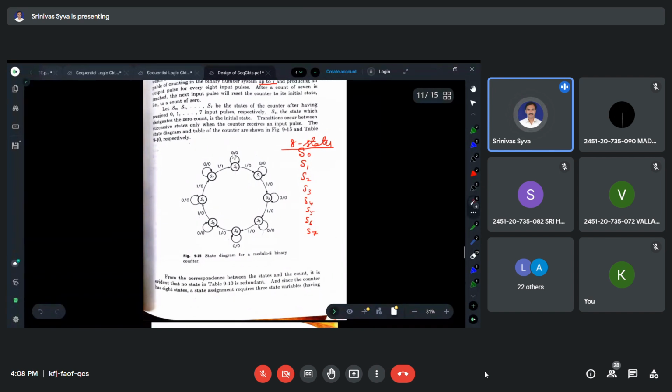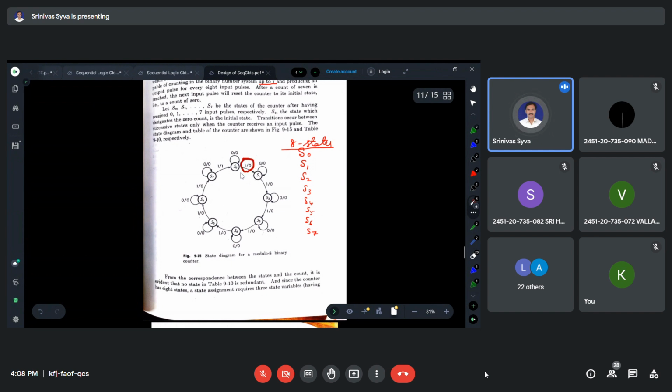First, the left side is input. Right side of this oblique is output. So no pulse is received here. So the machine remains in the same state. Next, one pulse is received, 1.